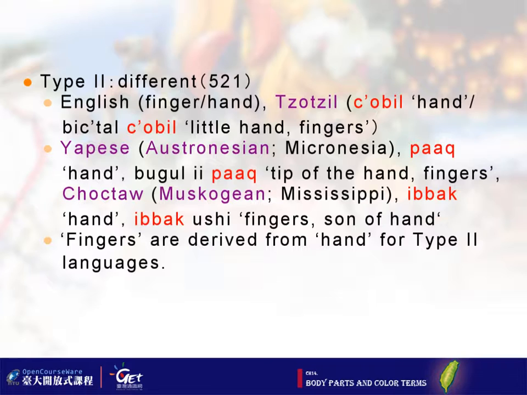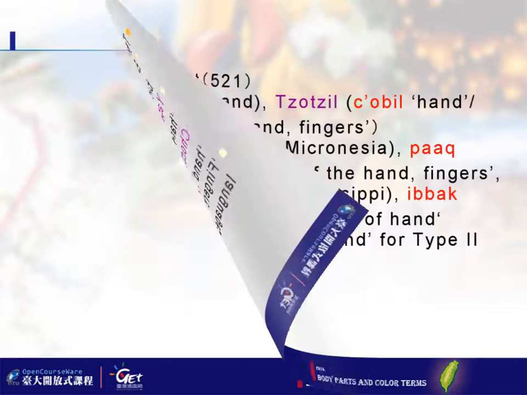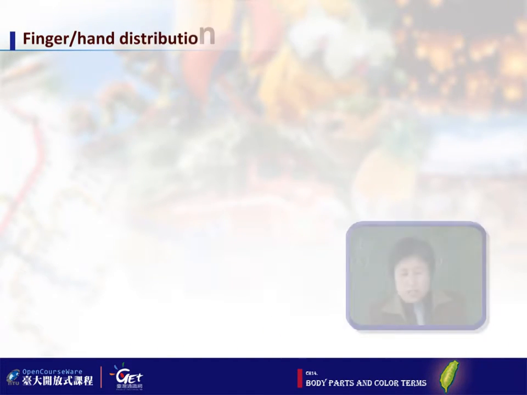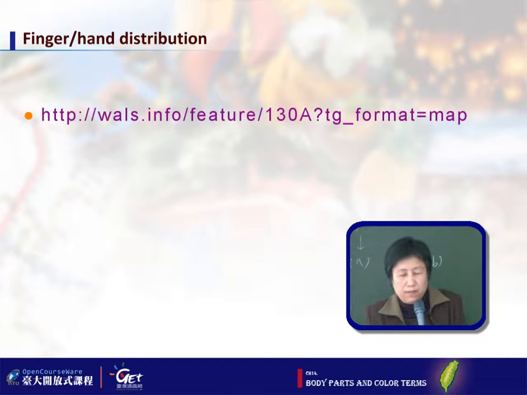So in type 2, we find the majority of them will show the fingers are derived from hand for type 2 languages. And you see there are 72 identical finger and hand, and 521 are different. So this is a distribution. Of course, it's sort of broadly distributed. It's very difficult to see whether it's related to geography, the location of the language or not.